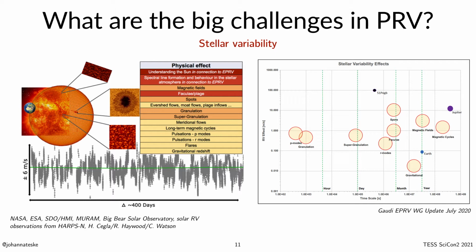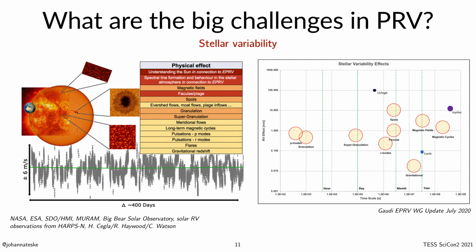Why might we not get to that 10 centimeters a second signal detection capability? There are lots of hurdles in our path, including stars not being constant, well-behaved sources of light. The surfaces of sun-like stars are affected by numerous phenomena, from convective granulation to magnetic activity in the form of spots and plage and faculae.